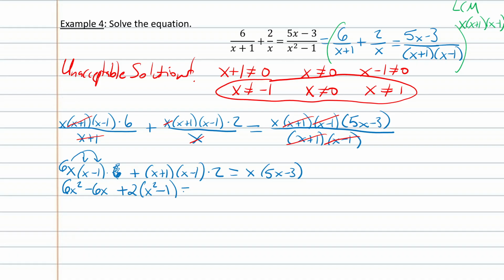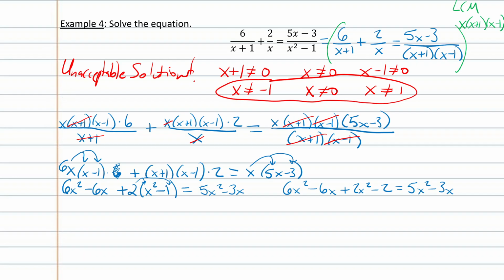I'm going to go ahead and distribute the x on this side. It's going to give me 5x squared minus 3x. And now the only thing I really need to do, I'm going to come over here and do it. I'm going to leave the 6x squared alone, minus 6, I'm going to leave it alone. But I'm going to go ahead and distribute the 2 to the x squared and to the negative 1 now. So it's going to be plus 2x squared minus 2 equals 5x squared minus 3x.